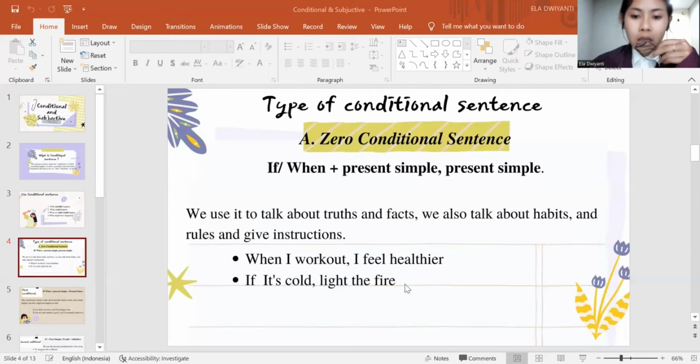Look at the example. If it's cold, light the fire. If it's cold, we call it a condition. I'm sorry. And light the fire, we call it a result.